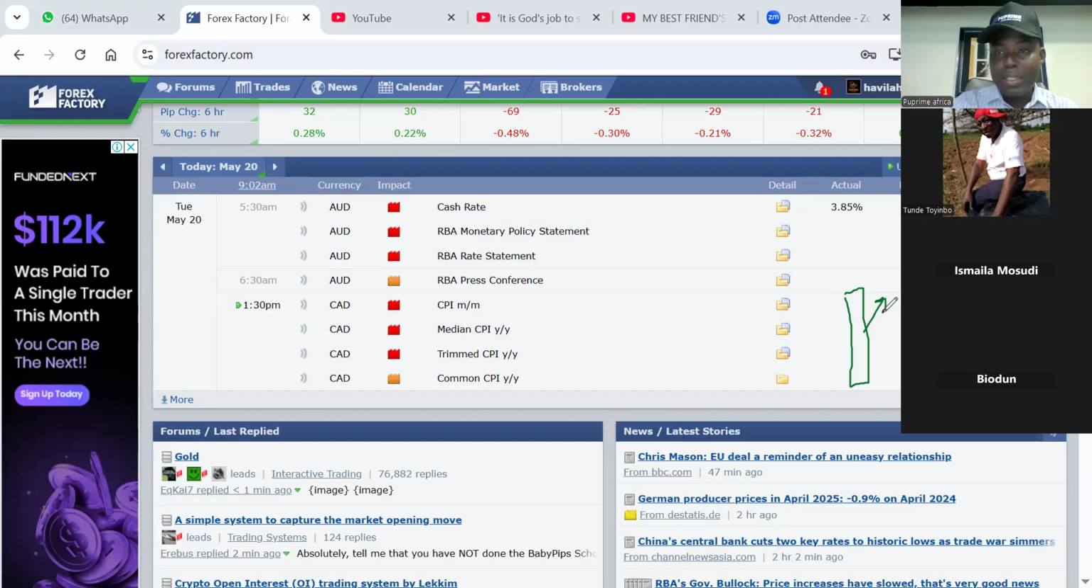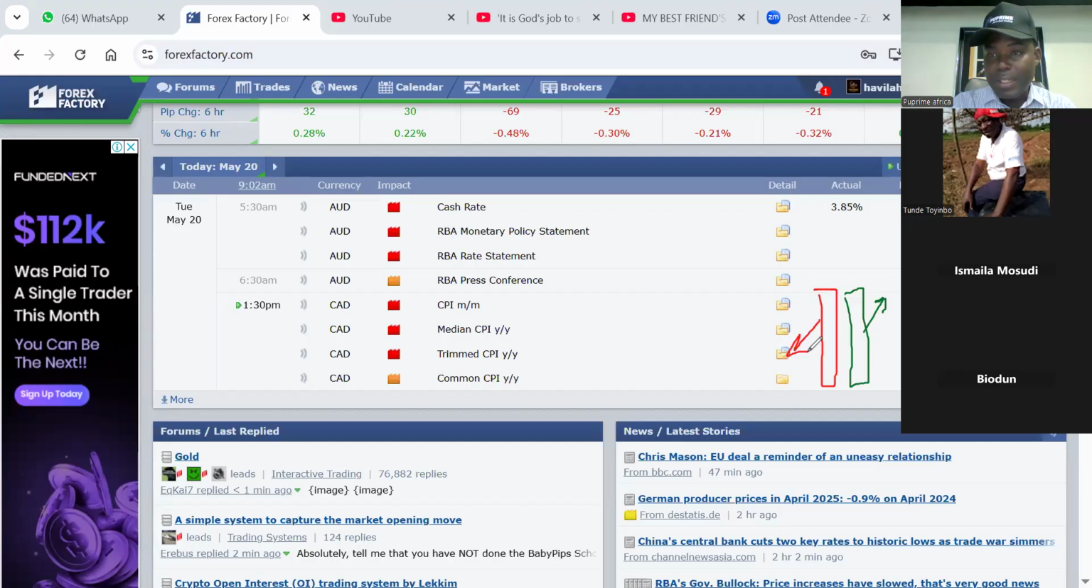in the Canadian dollar. And if on the other hand the data comes out bad for the Canadian dollar, in which instance the actual is less than forecast, it means we'll be expecting a bearish movement in the Canadian dollar.